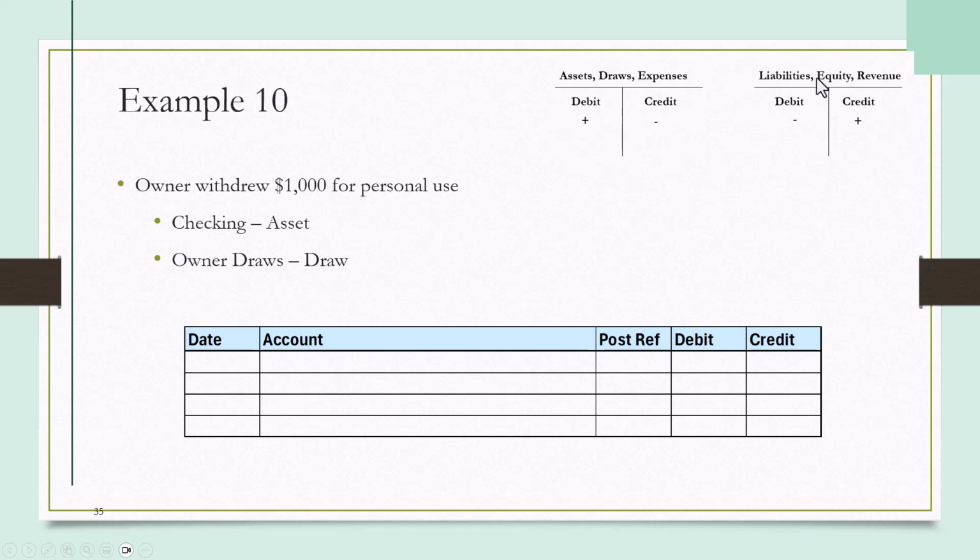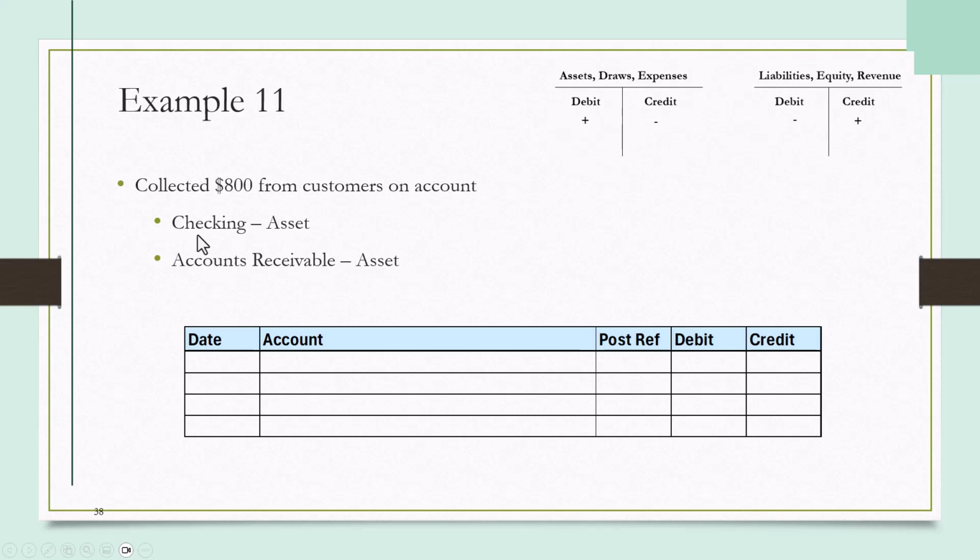Or you could look at it like draws is an equity account. Equity represents the owner investment, the owner putting money in. If the owner is taking money out of equity, we are subtracting from equity. So it would also be a debit. So it is a debit either way you look at it. This is what the entry would look like. And of course you could put the account numbers and an explanation as well. Okay, let's go to the next example.